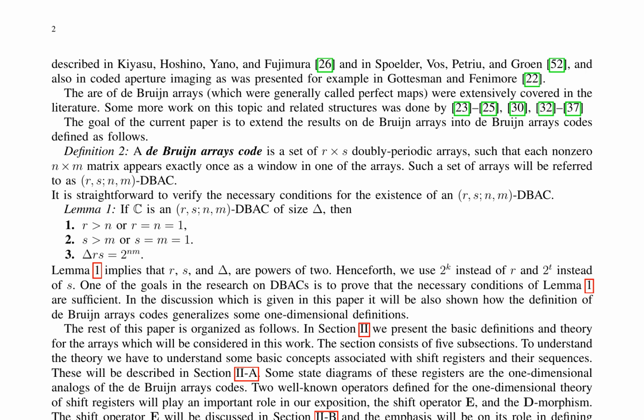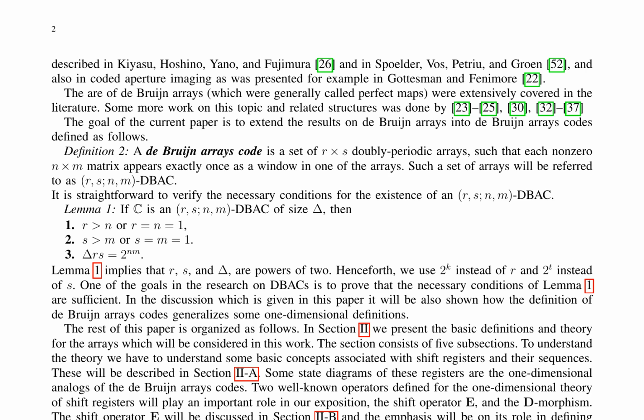Specifically, a de Bruijn arrays code is a set of R times S arrays, where each non-zero n times m matrix appears exactly once as a window in one of the arrays, denoted as an R, S, n, m, DBAC. The necessary conditions for the existence of an R, S, n, m, DBAC are presented in Lemma 1, which states that R greater than n or R equals n equals 1, S greater than m or S equals m equals 1, and the number of arrays times R times S equals 2^(nm). These conditions imply that R, S, and the number of arrays are powers of 2, denoted as 2^k and 2^t.